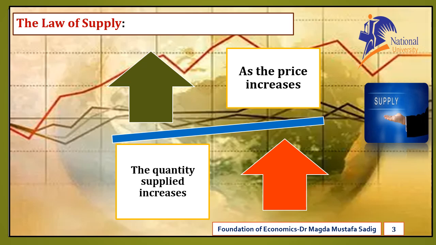So why does this happen? From the producer's point of view, higher prices mean higher potential profits. So more firms or individuals are motivated to produce and sell the product. Lower prices, on the other hand, reduce profit margins, so producers supply less. If the price of wheat increases due to global demand or a poor harvest in another country, farmers are more likely to plant more wheat next season to take advantage of the higher prices.